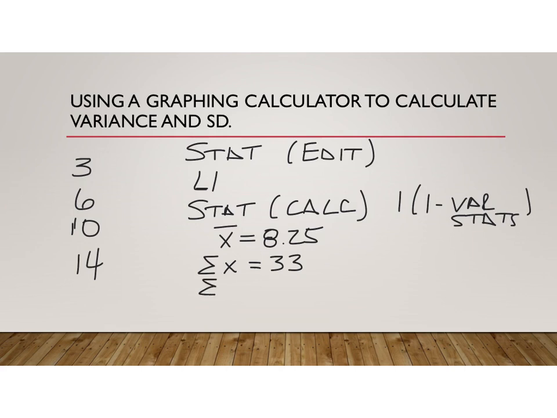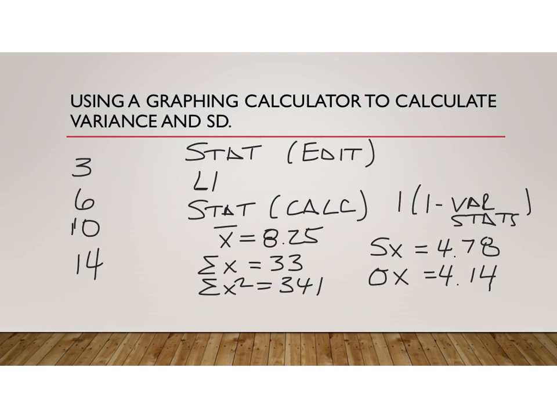It gives you sigma x squared, which is the sum of all the squares. That would be adding 9, 36, 100, and 196. That's 341. Then it gives you Sx. In this case, it gives you 4.78. This is a sample standard deviation. It also then gives you sigma x, which is 4.14. This is the population standard deviation, and this is the one that we've been finding.